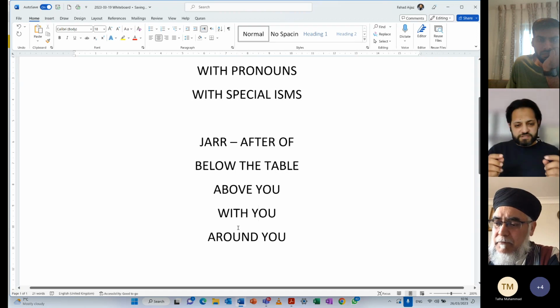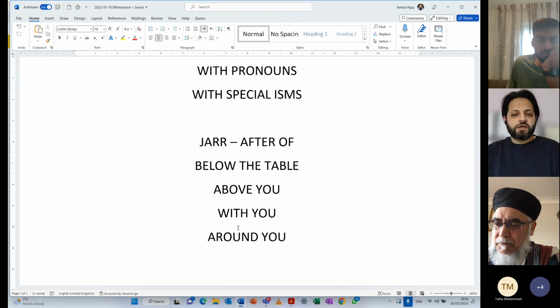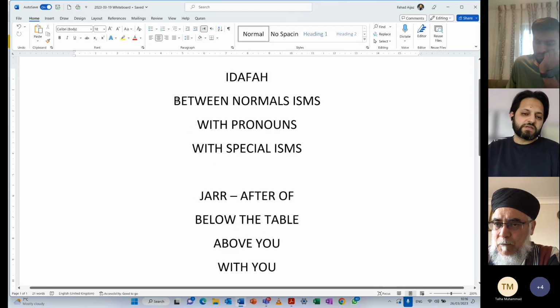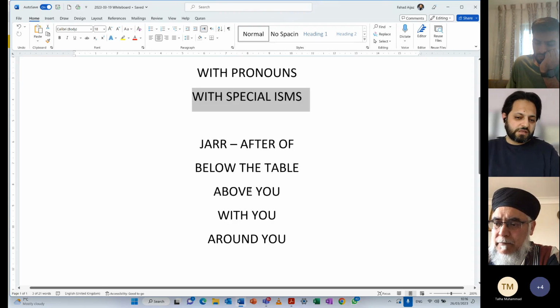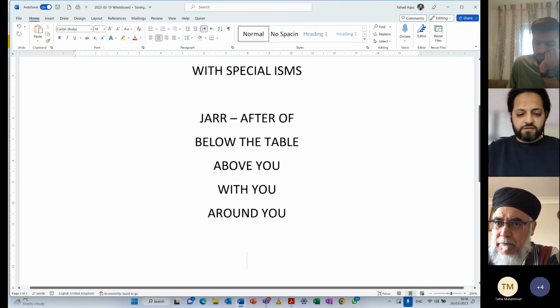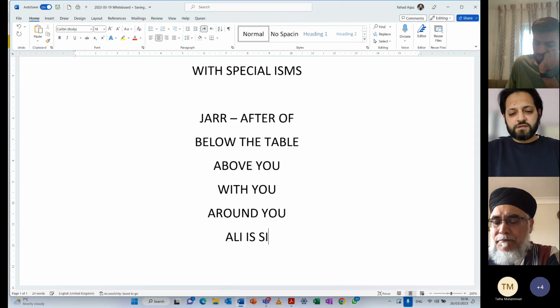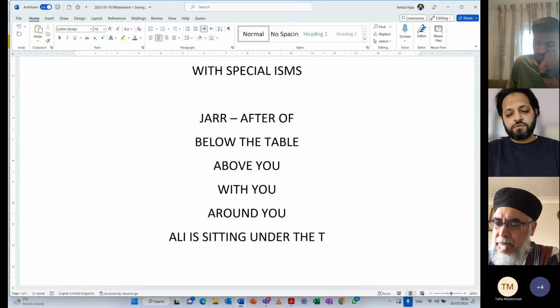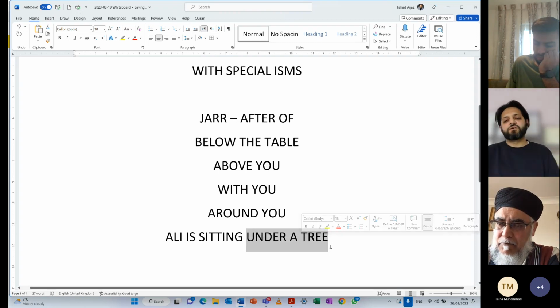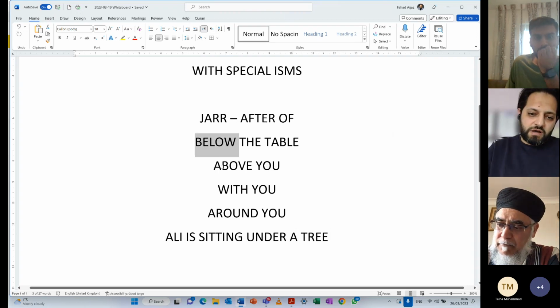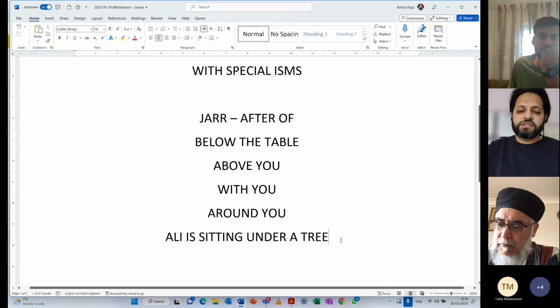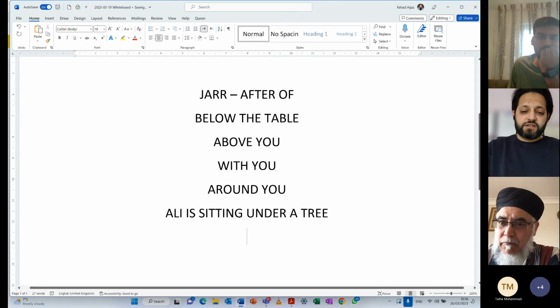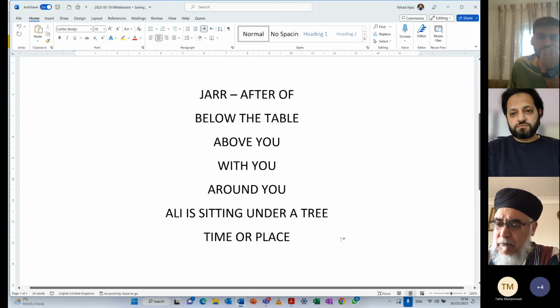Idafah is about establishing a relationship between two words. And the first two forms, between the normal isms and with the pronouns, were about the of relationship. This one is not about the of relationship. This one is about giving the right context. So if I'm saying Ali is sitting under the tree, under a tree, this under a tree is an Idafah concept. Okay? And these isms, below, above, with, around, under, all of these isms are special isms. And if you notice, these isms either represent time or place.